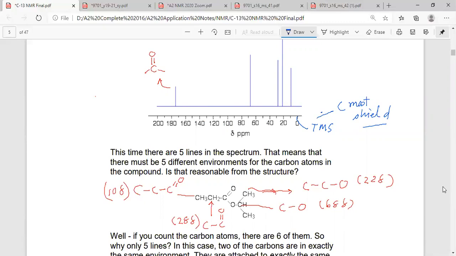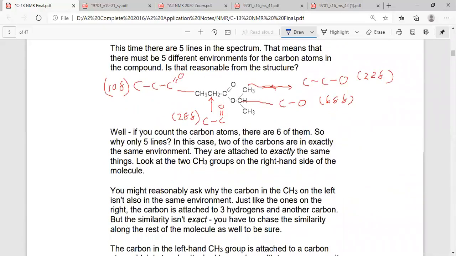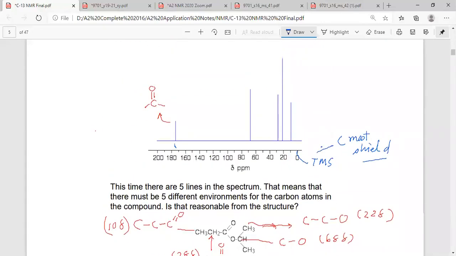Okay, this is the most deshielded. Look at all this. Which one is it? Let's say 170, well, let's say 100. Never mind, let's say here we can estimate. Okay, 175, let's say. Which means the highest here is 175.